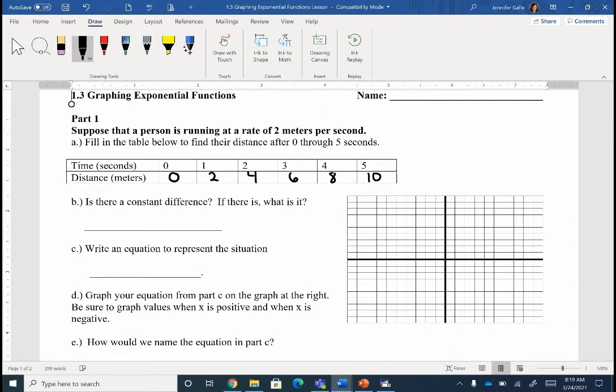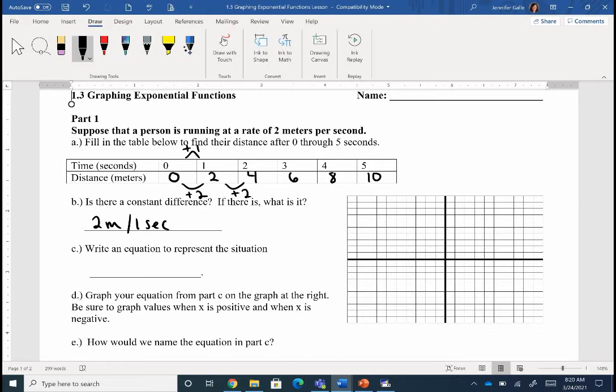So is there a constant difference if we look at our table? What's our constant difference? Every 1 second, you go 2 meters. So we've got a change of 1 second for our time and a change of 2 meters for our distance. So we've got that constant difference. We go 2 meters per every 1 second. That's constant for us.